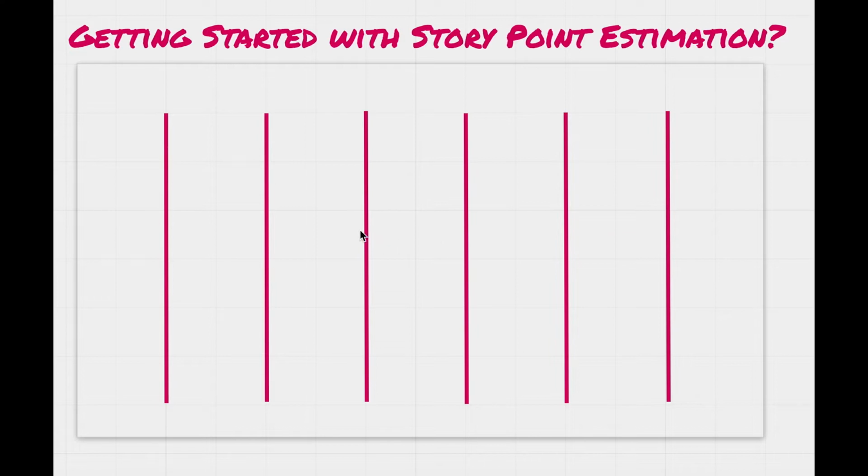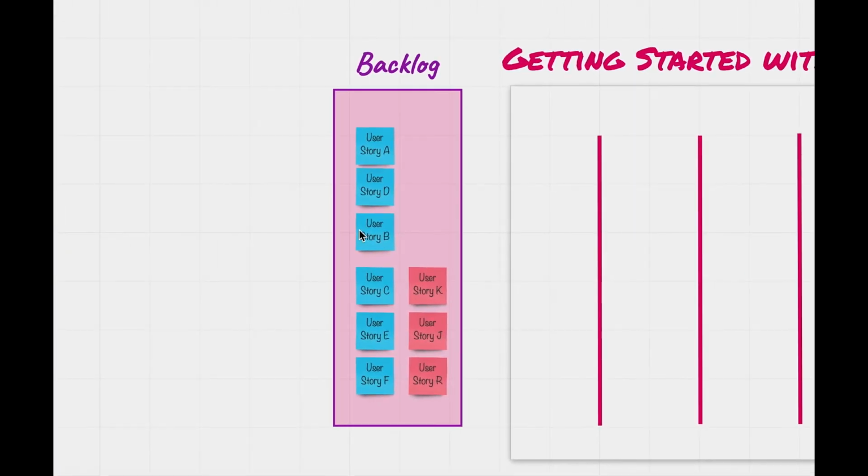Let's assume that we have a product backlog like this. A product backlog consists of different user stories added by the product owner based upon their priorities that create business value for their product. Let's assume all these user stories are refined as well as prioritized.